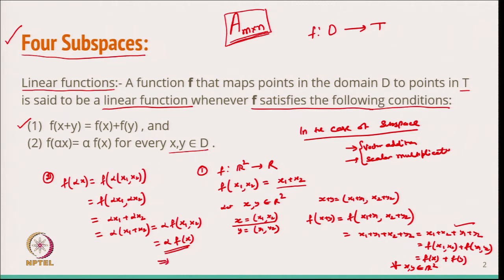So, from here I can say that the mapping we have defined, from (x1, x2) to x1 plus x2, is a linear function, or map. We also call it a map. So, this is a linear function, or a linear map, that we can define.